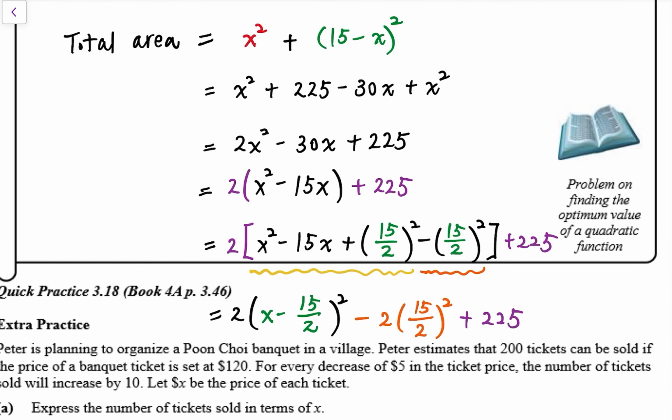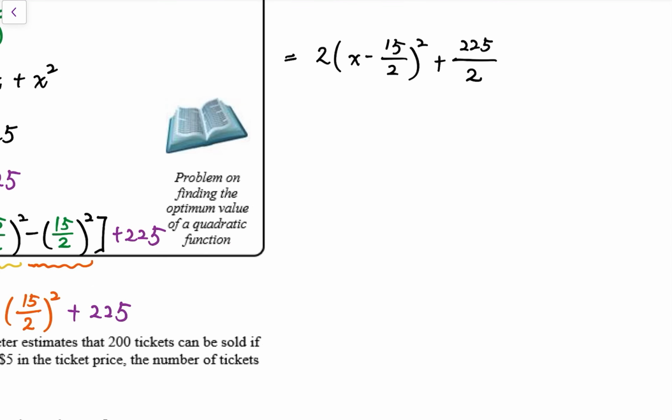The constant term will be 2 times negative (15 over 2) all squared. So I have in orange minus 2 times (15 over 2) all squared, and of course I have my plus 225. Finally, I have 2 times (x minus 15 over 2) all squared plus 225 over 2. The minimum area is 225 over 2 cm squared.